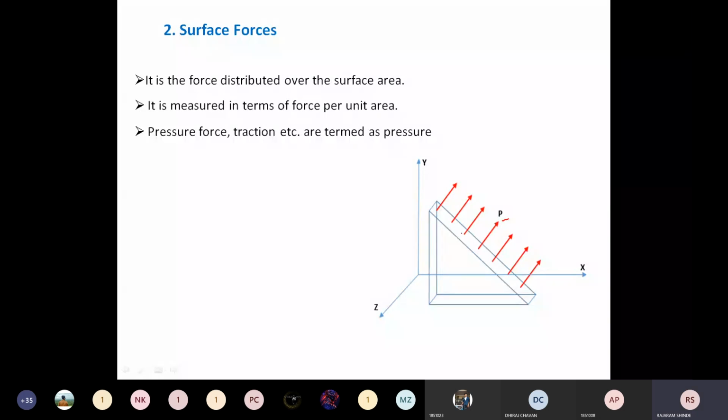Now when we consider this surface force, in the case of 3 dimensions, it has 3 components. You can see here this force. If we consider this as a pressure force, it has 3 components. One is in x direction, one is in y direction, and also a third component, that is in z direction. Now this component is a pressure normal to this surface.